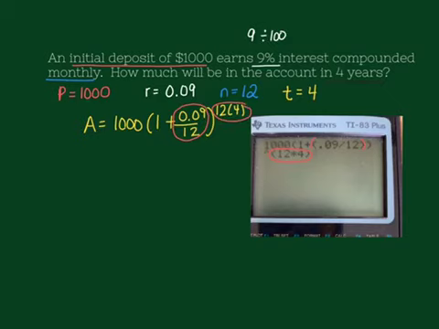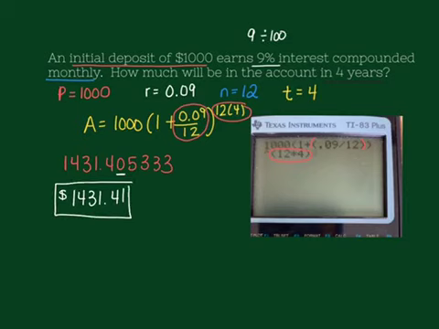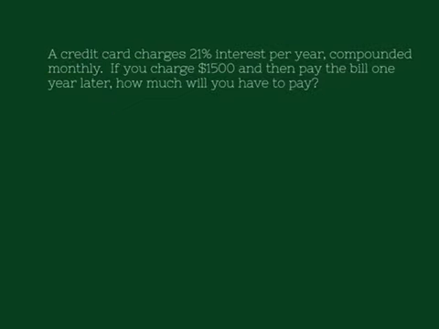So when we go ahead and we calculate this, we end up with 1,431.405333. Now, we're talking about money here, so this answer doesn't make sense. We want to round to the second decimal place. So this would be $1,431.41. So that's how much they could expect with 9% interest after 4 years, compounded monthly, if they only invested $1,000 to start.